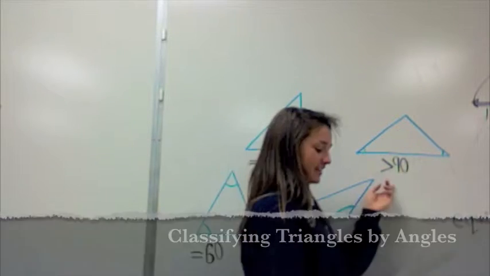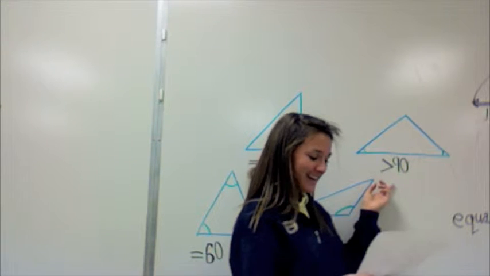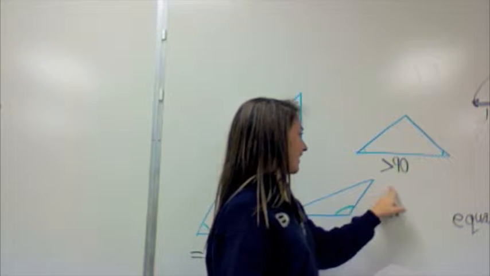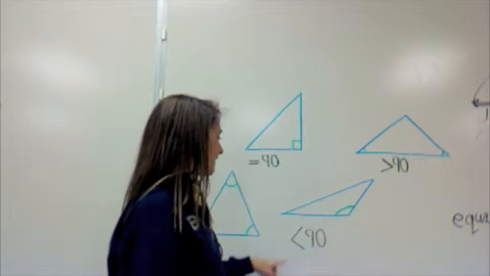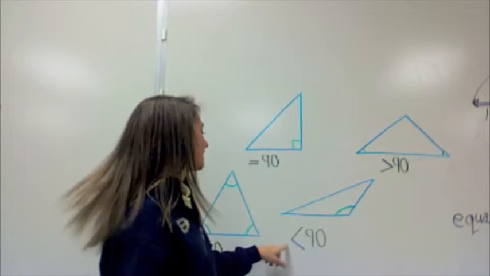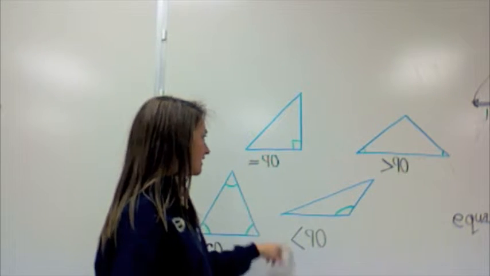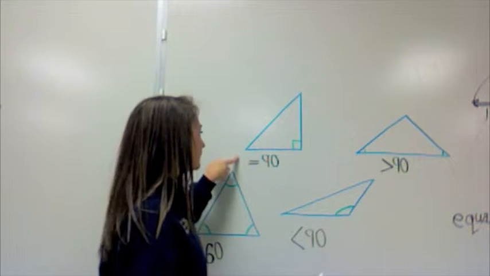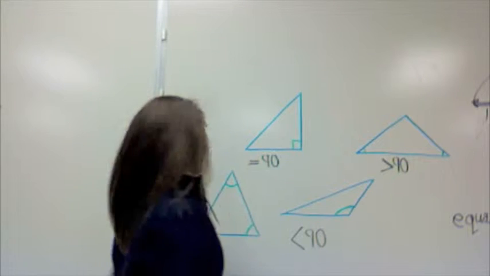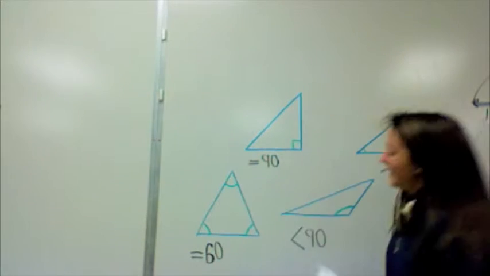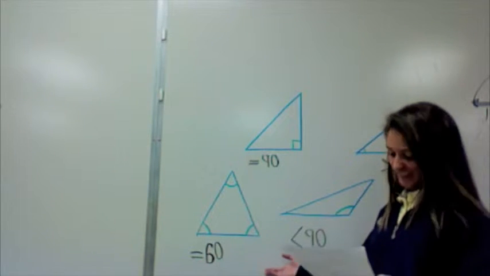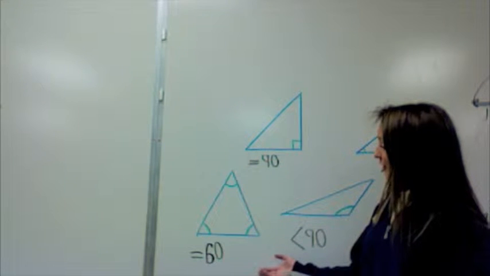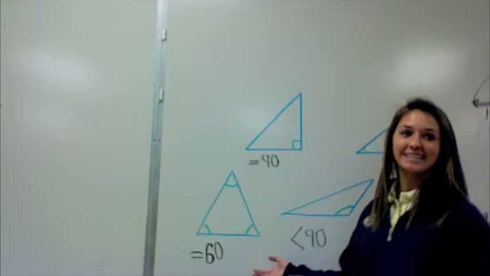Now we're going to classify triangles by angles. This is an acute triangle, which is less than 90. And then we have the obtuse triangle, which is more than 90 degrees. And we have the right triangle, which is equal to 90 degrees, this angle right here. And then we have the equilateral triangle, which is when all the angles are equal to 60.